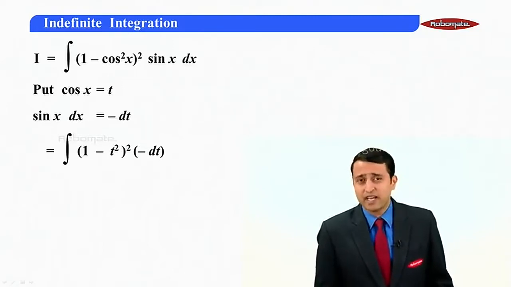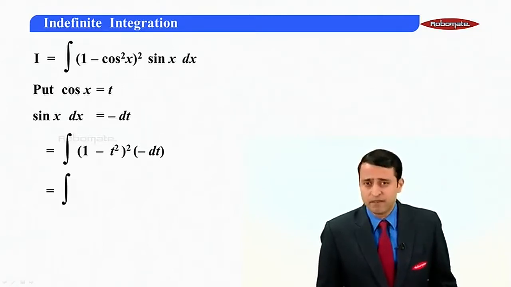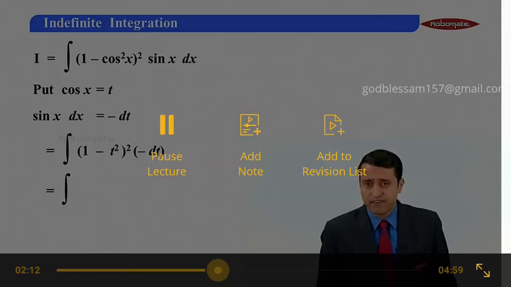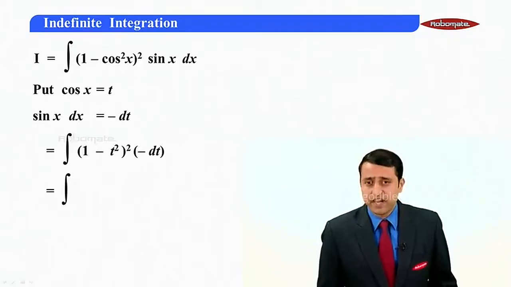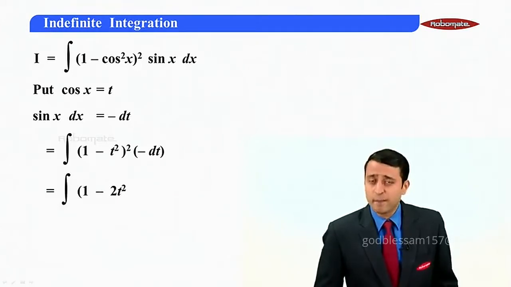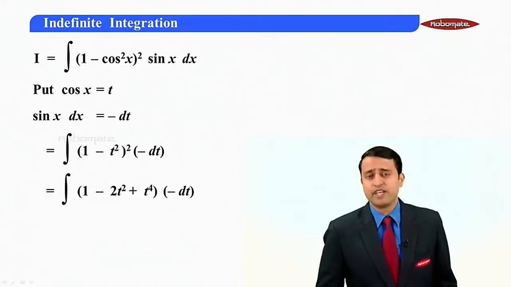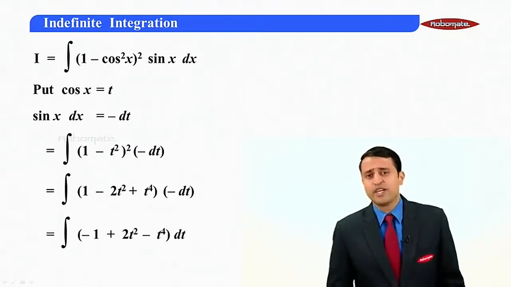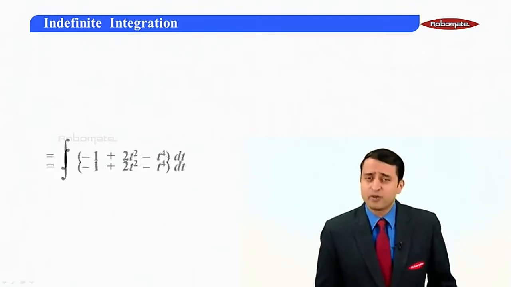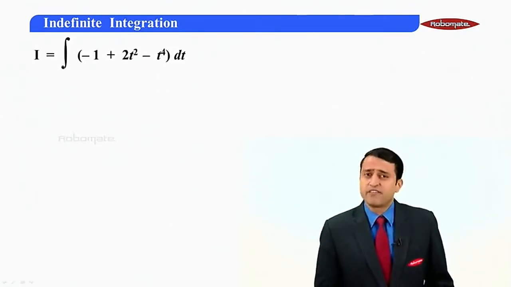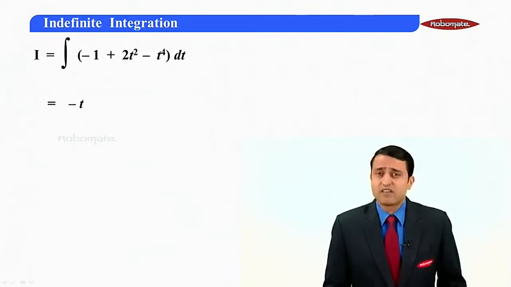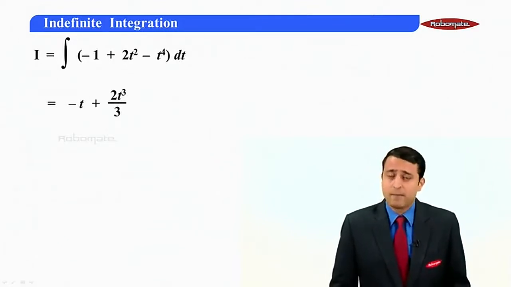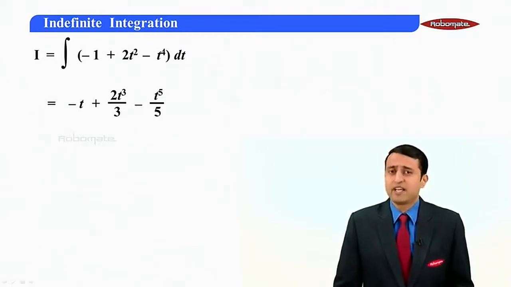Now 1 minus t square the whole square cannot be directly integrated, it needs to be simplified. So we'll write this as 1 minus 2t square plus t raised to 4 into minus of dt. That is nothing but minus of 1 plus 2t square minus t raised to 4 dt, correct? Now this is what we need to integrate. If I integrate this, the first term will give me minus t, then the second term will give me 2t cube by 3, and minus t raised to 5 by 5, plus c.